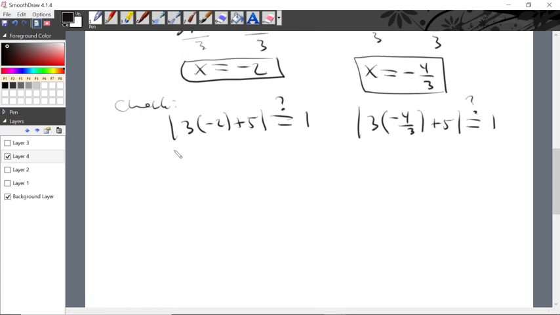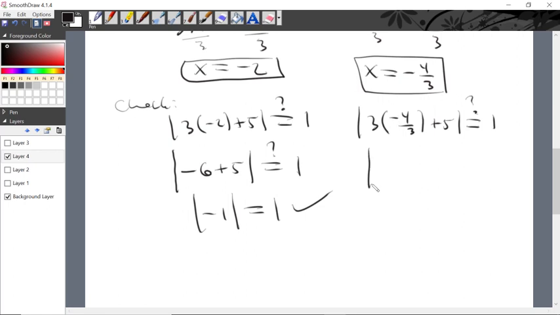By order of operations, starting on the inside of the absolute value bars, 3 times negative 2 is negative 6, and then we'll add 5. Negative 6 plus 5 is negative 1, and the absolute value of negative 1 does in fact equal 1, so that's confirmed. X equals negative 2 is a solution. The other one, 3 times negative 4 thirds, that's just negative 4, so we have the absolute value of negative 4 plus 5. Does that equal 1? Negative 4 plus 5 is 1, and the absolute value of 1 is 1, so that's confirmed as well.